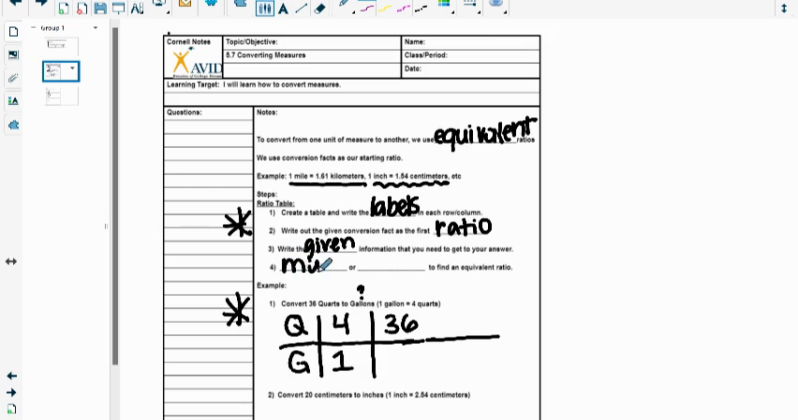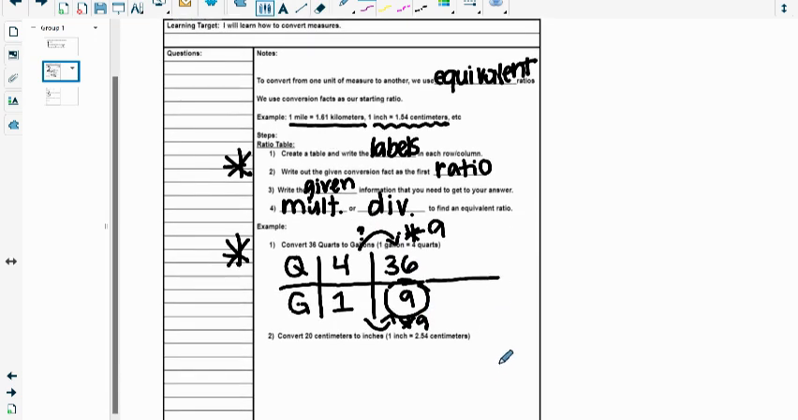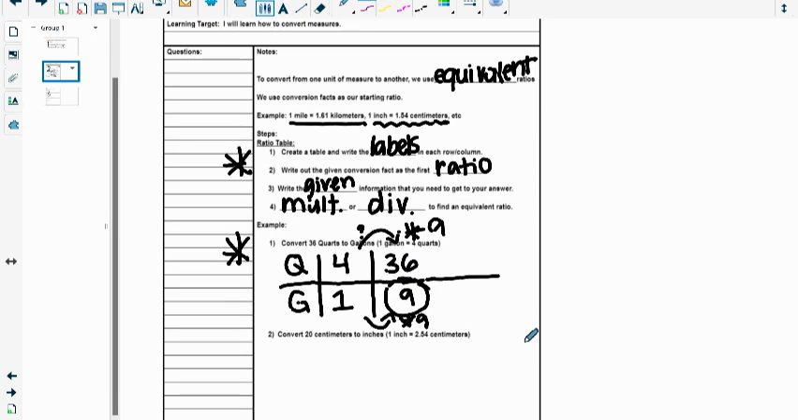Last but not least, we multiply or divide to find an equivalent ratio. So we say 4 times what is 36. We could use a multiplication chart with this. We could use mental math. We could use guess and check. We could use division. We could take 36 divided by 4 to see what number we're multiplying by, but it's going to end up being 9. Do the same thing on the bottom. 1 times 9 is 9. Our number of gallons is our answer, so we want to circle that 9. Okay, and that is how we convert measures.